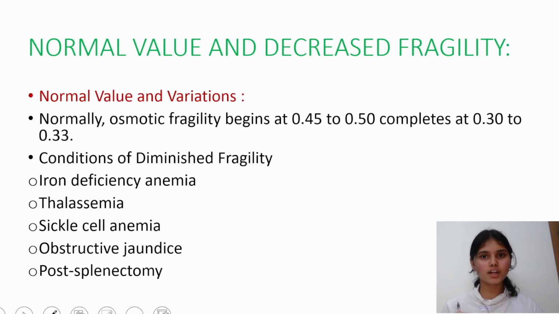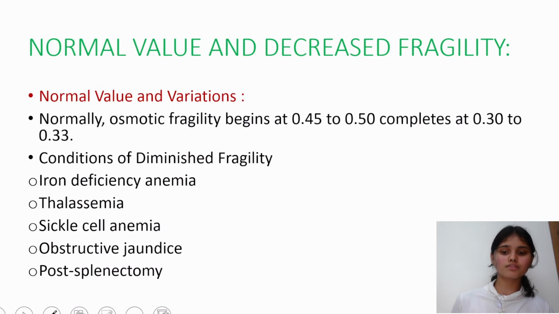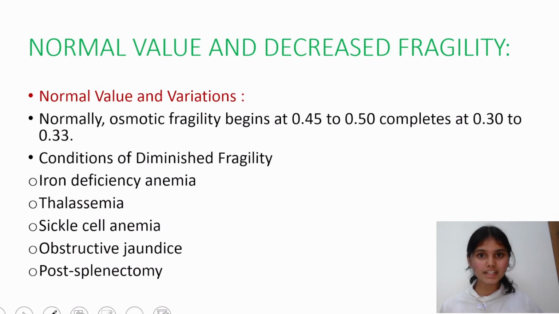Normally, the osmotic fragility begins at around 0.45 to 0.50 and it completes at 0.30 to 0.33. That means it starts to resist the osmotic fragility. Let's say it is around 0.45, I can still resist, but once it goes to 0.3 to 0.33, it's going to become extremely osmotically fragile. That means I can easily break.